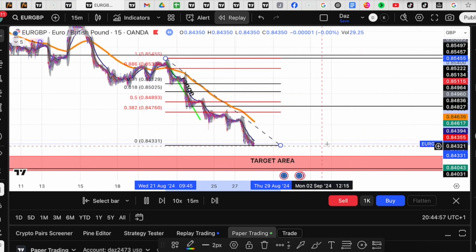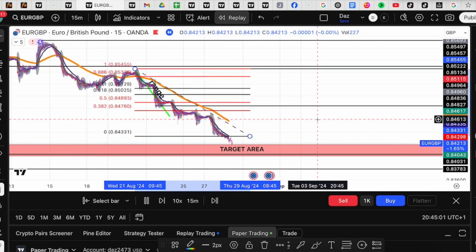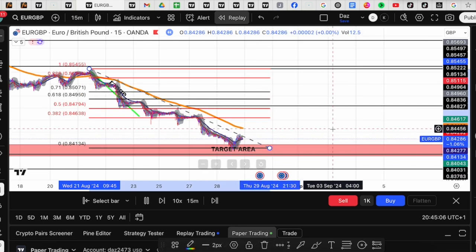Okay, when it gets to the target, then it's going to break structure, and then it could come back or it could keep going down. But that's up to yourself how you do it. Right, so it hasn't touched this now. Now it's coming back. Right.